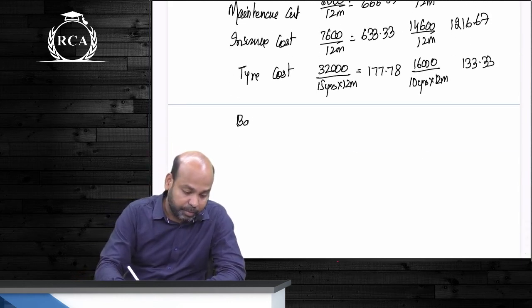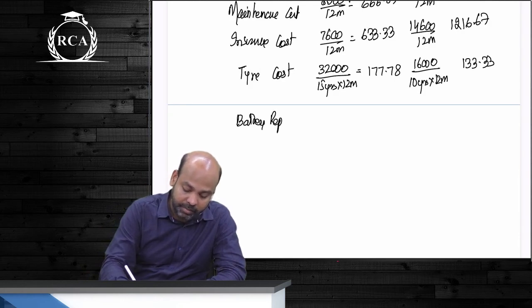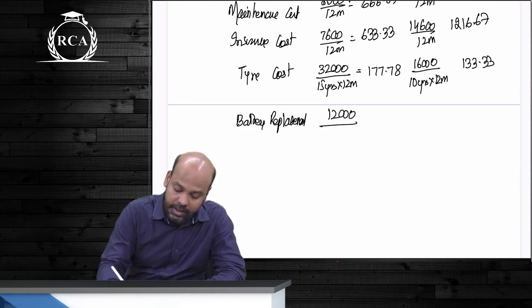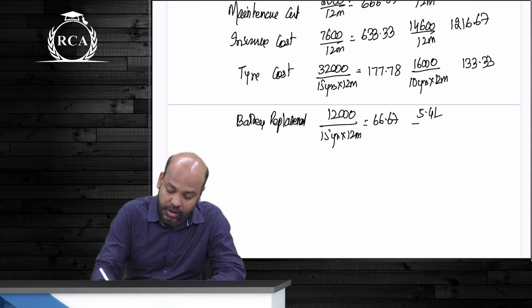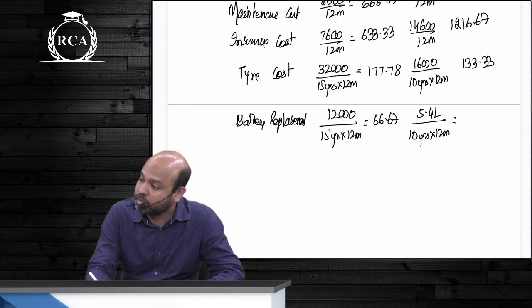Next beta is battery replacement, guys. How many times are we replacing battery, guys, in both the cases? I'll write 12,000 divided by 15 years into 12 months. 66.67. Next वाले में बेटा 5,40,000 divided by 10 years into 12 months. 4,000.